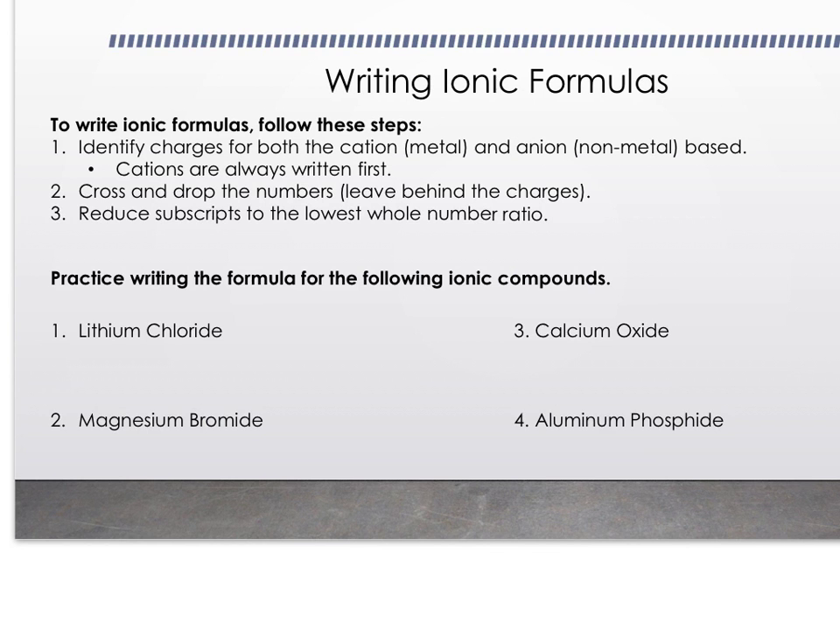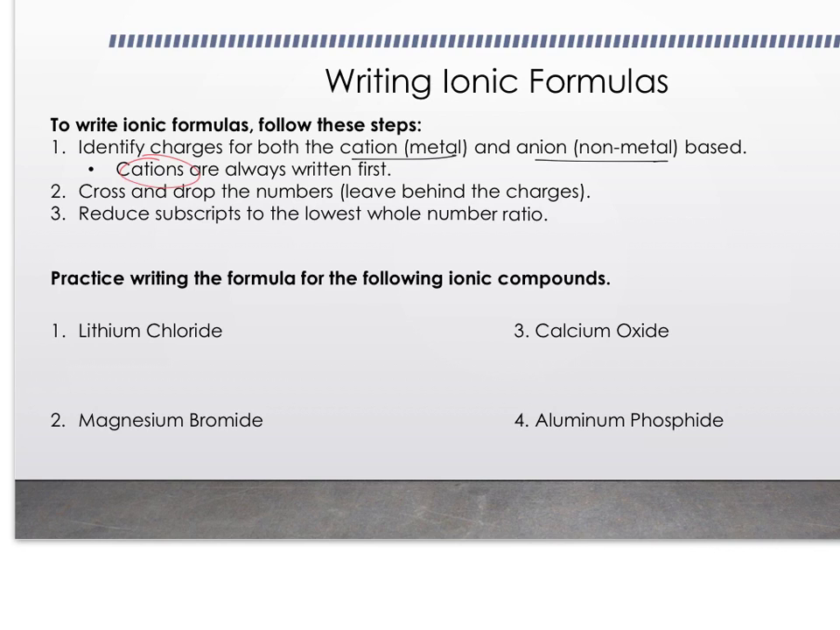Okay, so you should be able to write an ionic formula. To write an ionic formula, we need to know, first of all, that it's an ionic compound, because we see both a metal and a nonmetal. Metal is a cation, nonmetal is your anion. Cations are always written first. That's an extremely important rule. Always write the metal first.